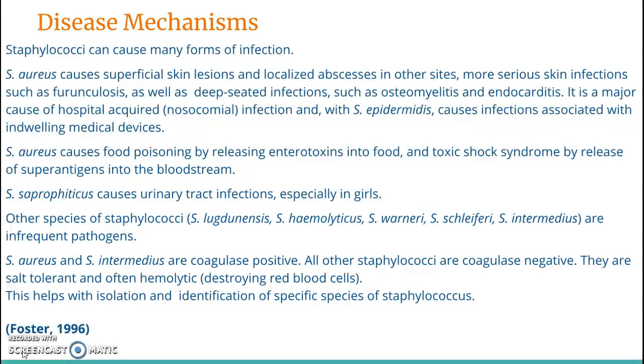There are several other types of Staphylococci that are not known to be pathogenic, and there are some that are. They are salt tolerant and often hemolytic. Staphylococcus aureus and Staphylococcus intermedius are both coagulase positive, and this helps with identifying and isolating species.